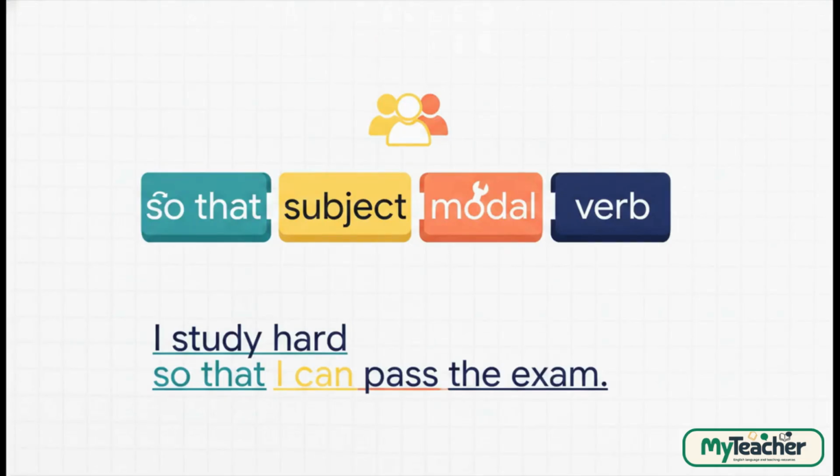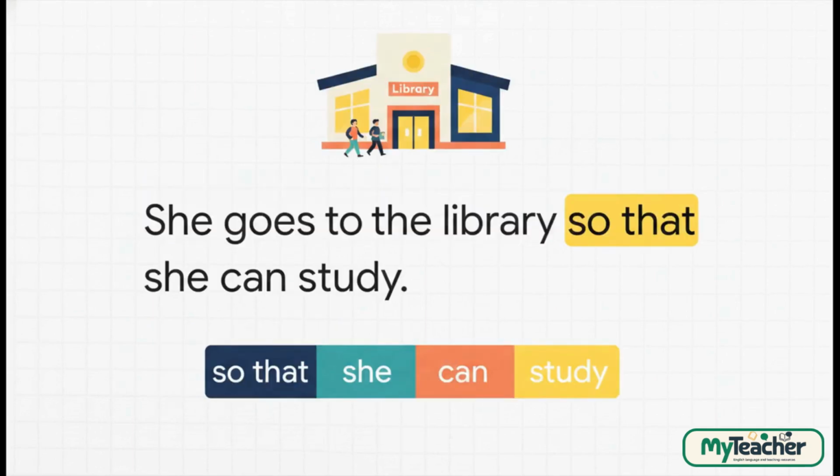So, when you use the phrase so that, it actually has to introduce a full sentence. That means you need a subject, like I, you, he, or she. Then you need a modal verb, something like can or could. And finally, you add your verb. Let's check out this example. She goes to the library so that she can study. This perfectly matches our rule. We start with so that, then we add our subject, she, our modal, can, and our base verb, study. It's literally just like building with blocks.